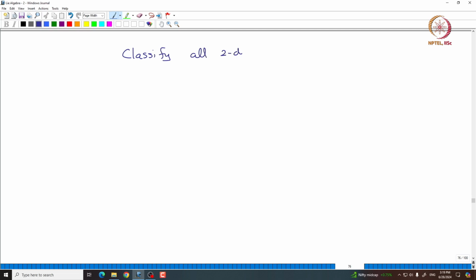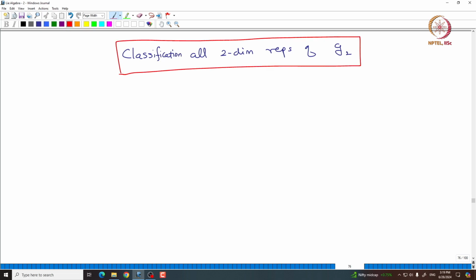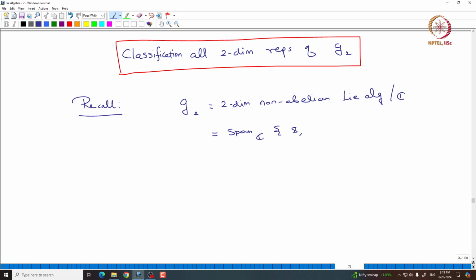Classify all two-dimensional representations of G2. Recall that G2, which is a two-dimensional non-abelian Lie algebra, is the span of S comma T, where the bracket [S, T] is given by T.